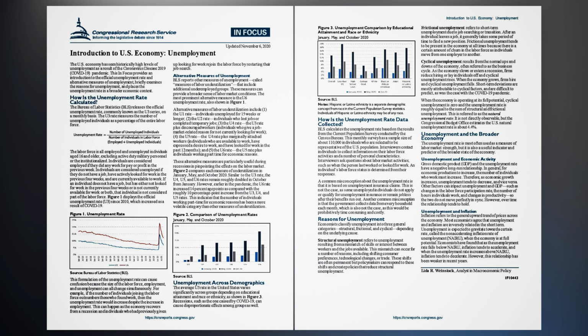Unemployment across demographics. The average U3 rate in the United States varies significantly across groups depending on educational attainment and race or ethnicity, as shown in Figure 3. Recessions, such as the one caused by COVID-19, can cause disproportionate effects among groups as well. Figure 3. Unemployment comparison by educational attainment and race or ethnicity. January, May, and October 2020. Notes: Hispanic or Latino ethnicity is a separate demographic concept from race in the Current Population Survey statistics.